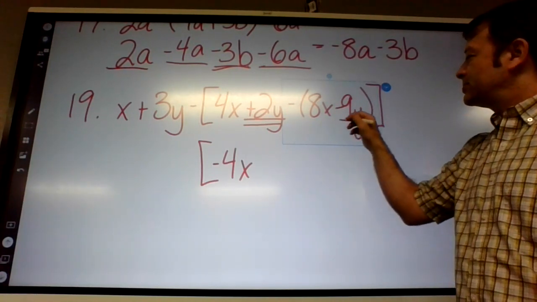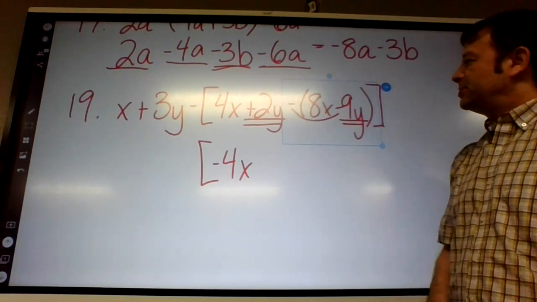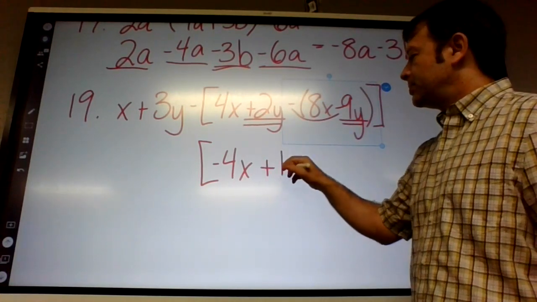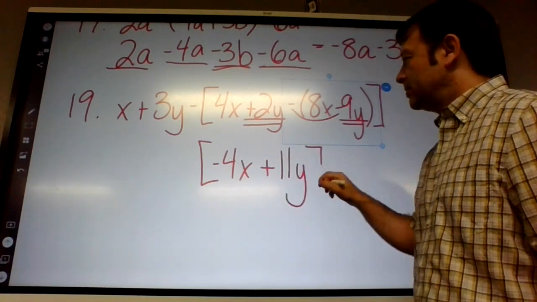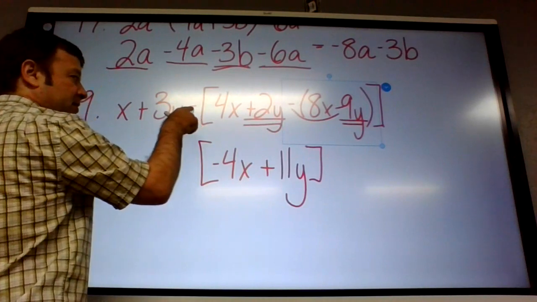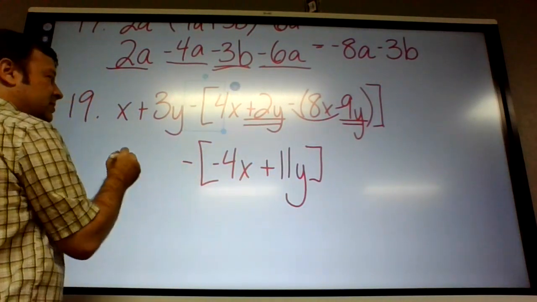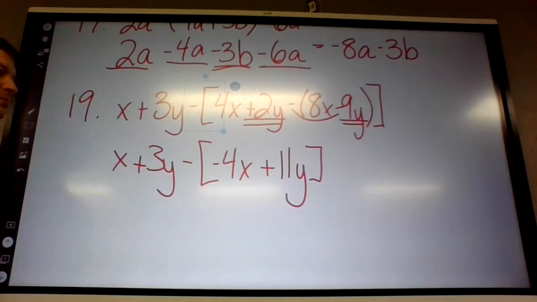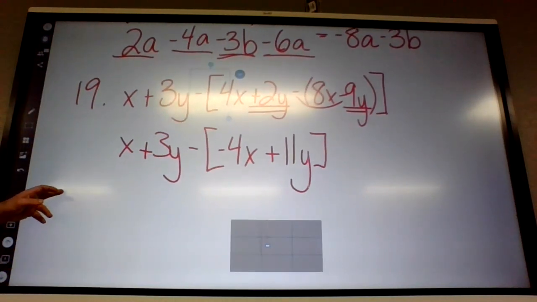So what is 2y plus 9y? So plus 11y. Okay, this one's kind of tricky again because there's also a minus right there. It's going to maybe fool us again. Okay, so we simplified the bracket first.